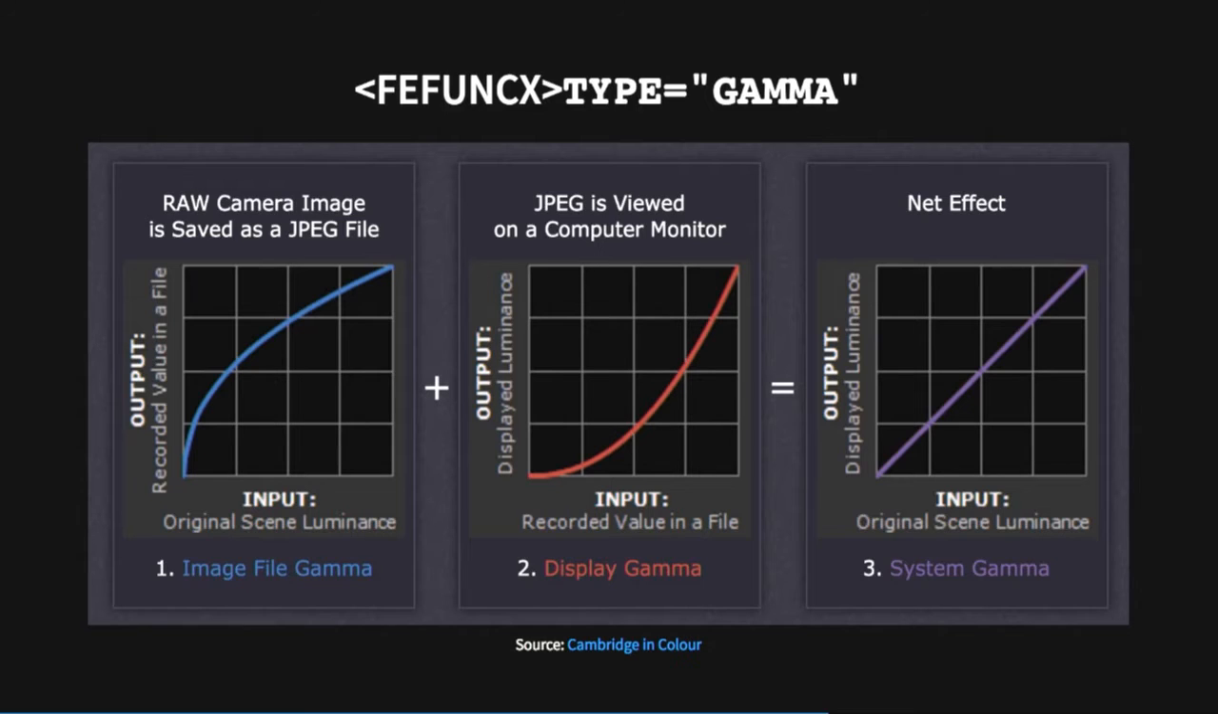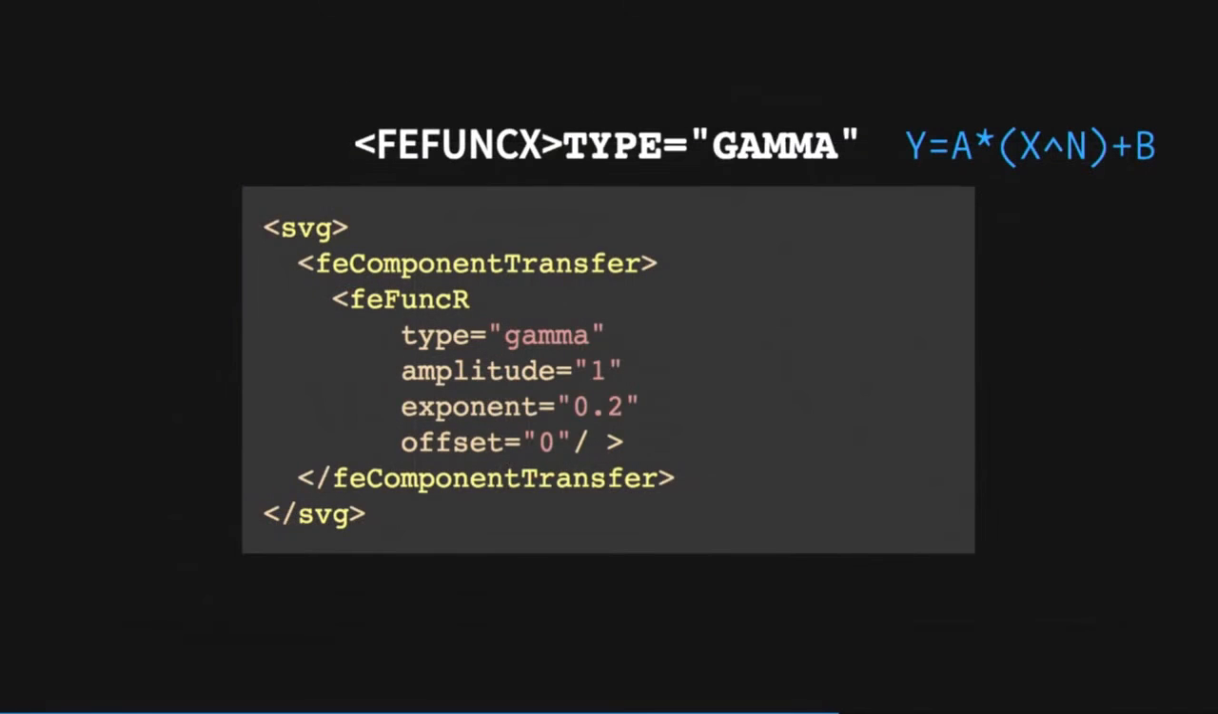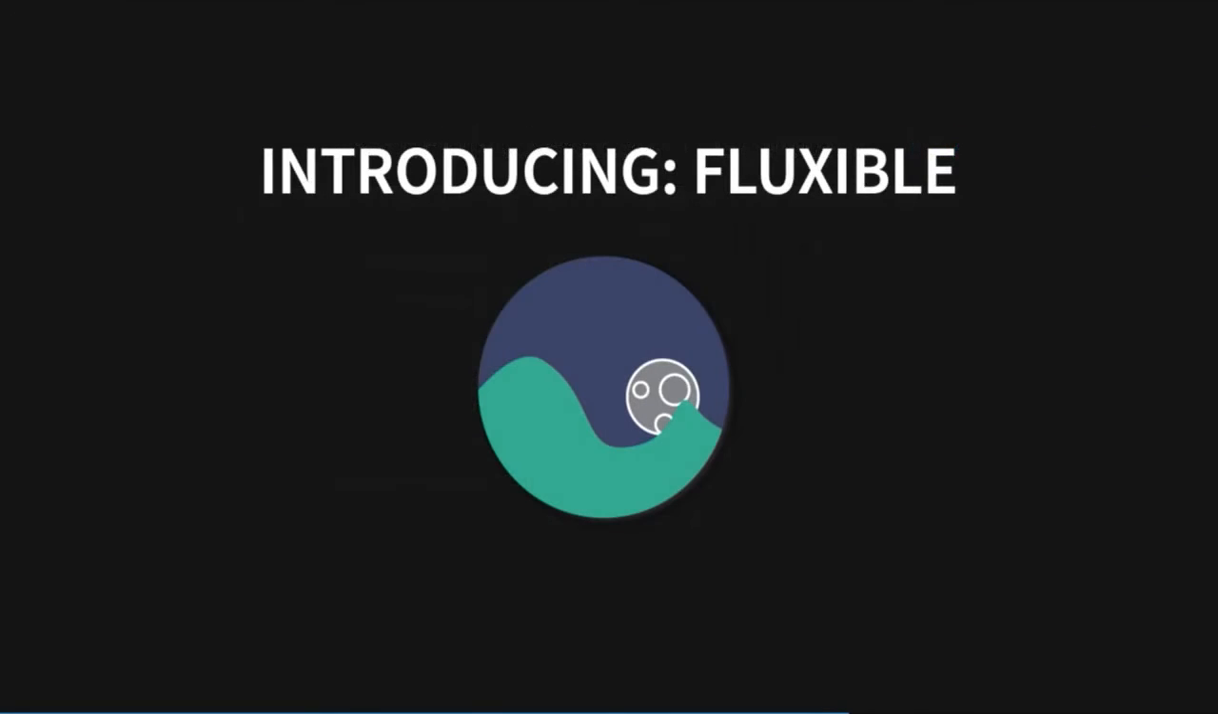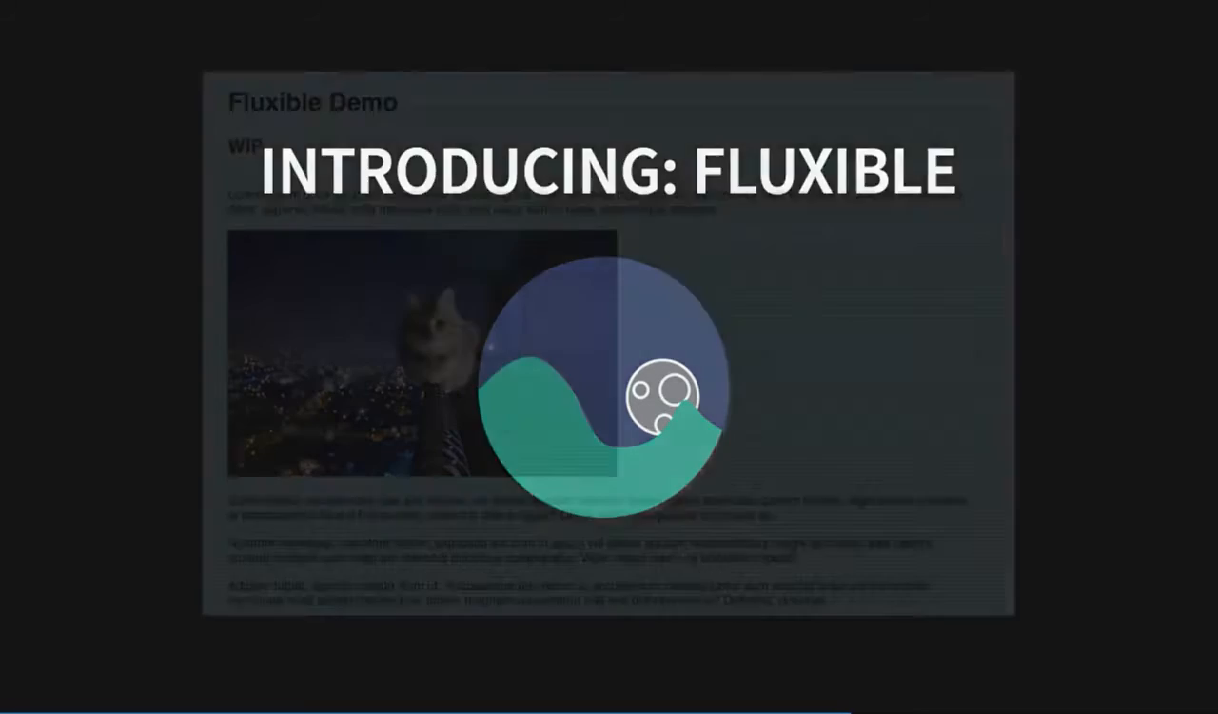Your eyes adjust. So with gamma, what you can do is on that luminosity channel, on the alpha channel, sort of apply a curve to lighten up the dark areas but keep the light areas where they are. And with gamma, we have amplitude, exponent, and offset as our options. So let's go back to Flux, and we can create our own Flux in SVG in just a few lines of code, now that we know how the SVG component transfer works.